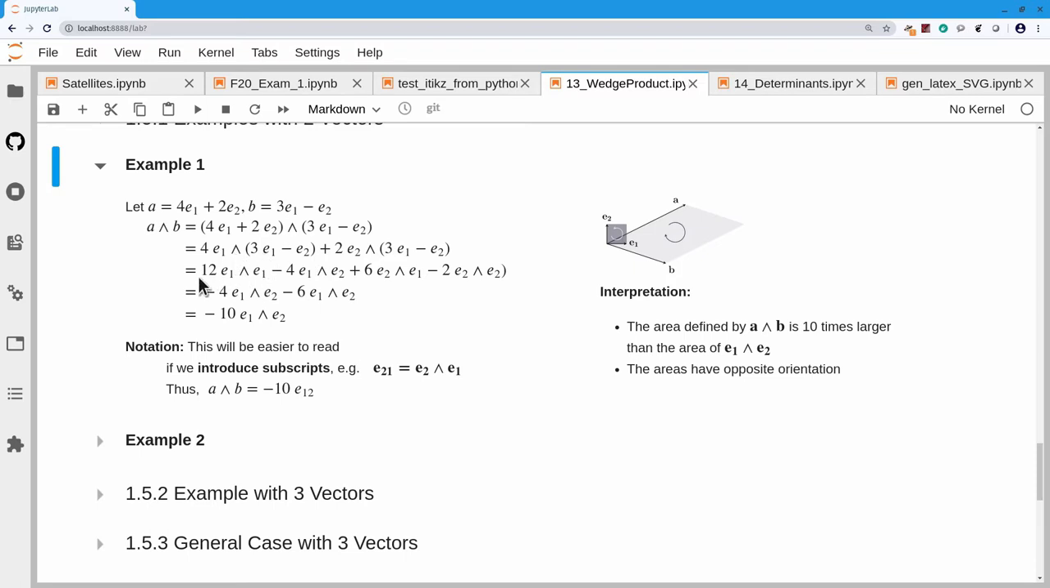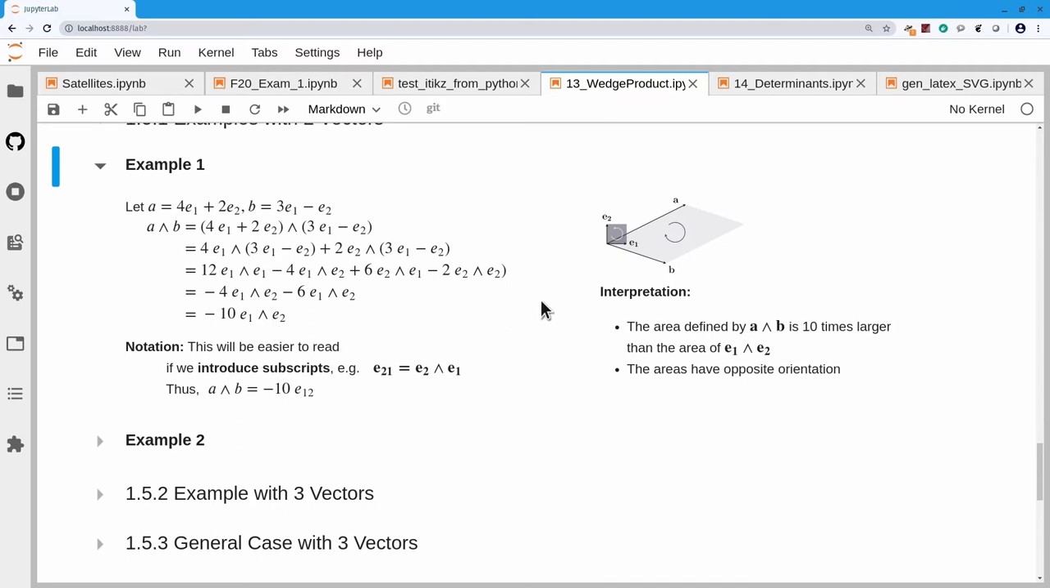So 3e1, that's 3 times 4 is 12 e1 e1. Oh, e1 e1 is repeated, that's 0. Minus 4 e1 e2, well, that stays. Plus 2 times 3 is 6, e2 wedge e1. And then minus 2, e2 wedge e2. Well, e2 is repeated, so that term is equal to 0. I'm left with minus 4 e1 wedge e2 plus 6 e2 wedge e1. Let's make them look the same by interchanging e2 and e1, putting them in numerical order. That changes the sign to a minus sign, and I get minus 10 e1 wedge e2 out of this.